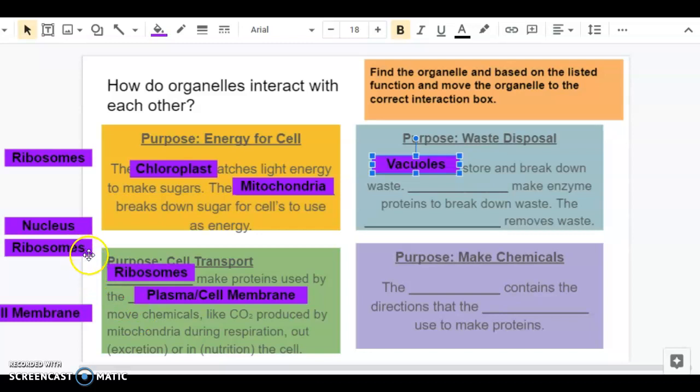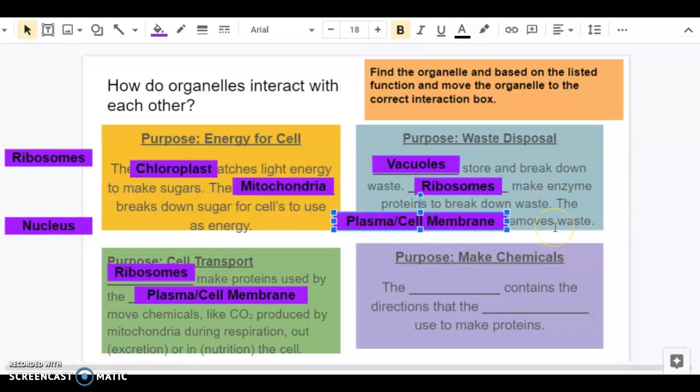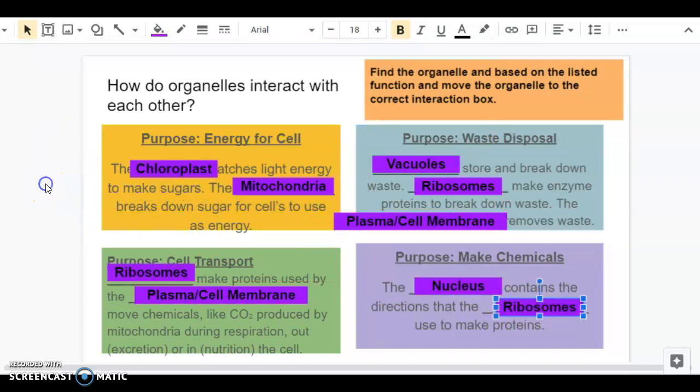The ribosomes are going to make special digestive proteins to help break the waste down, and then the cell membrane is going to be responsible for getting rid of that waste from the cell. And the cell has to make lots and lots of chemicals, especially proteins. The nucleus of the cell contains directions in the DNA that allow the cell to put together proteins that it needs at the ribosomes. So these are examples of how different organelles in the cell work together.